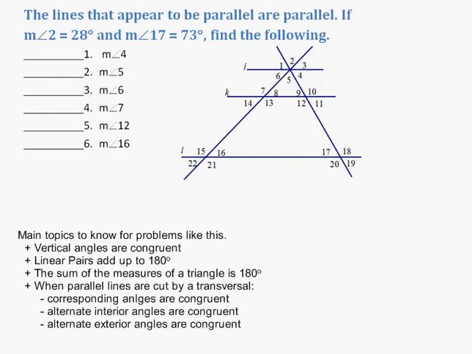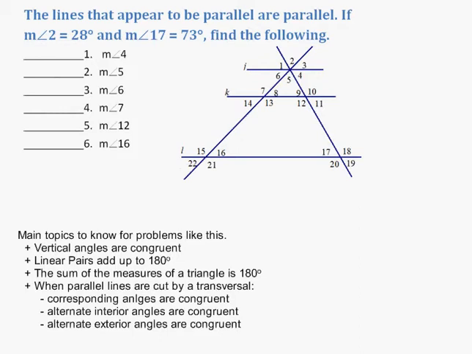When you come across problems like this where you have to find the measures of several different angles when parallel lines are present, the main topics I put down here that you really need to remember are, first, vertical angles are congruent. Remember, vertical angles are ones that are across from each other, so these two would be vertical angles. Linear pairs add up to 180 degrees.